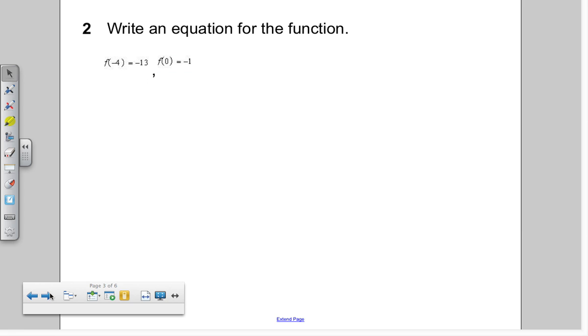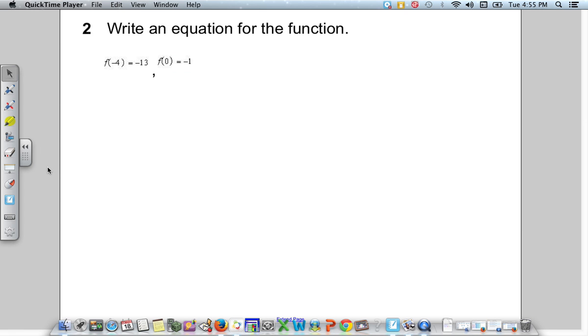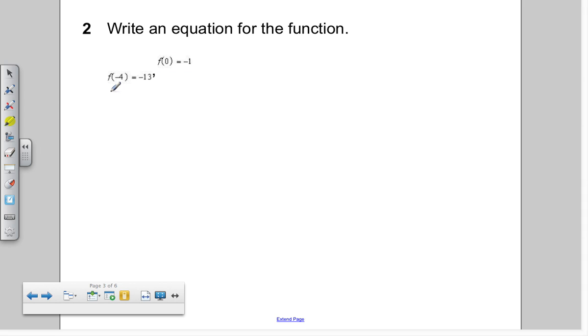Let's take a look at number 2. Don't get confused by this function notation. Remember, this just means the 2 points are an input of -4 with an output of -13, and an input of 0 with an output of -1.